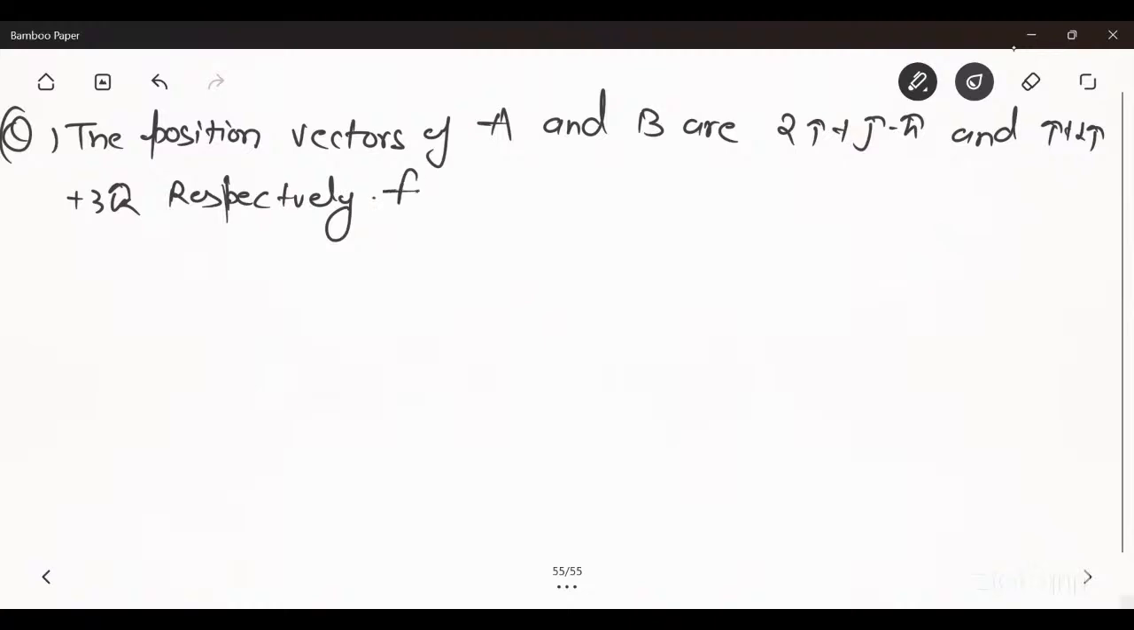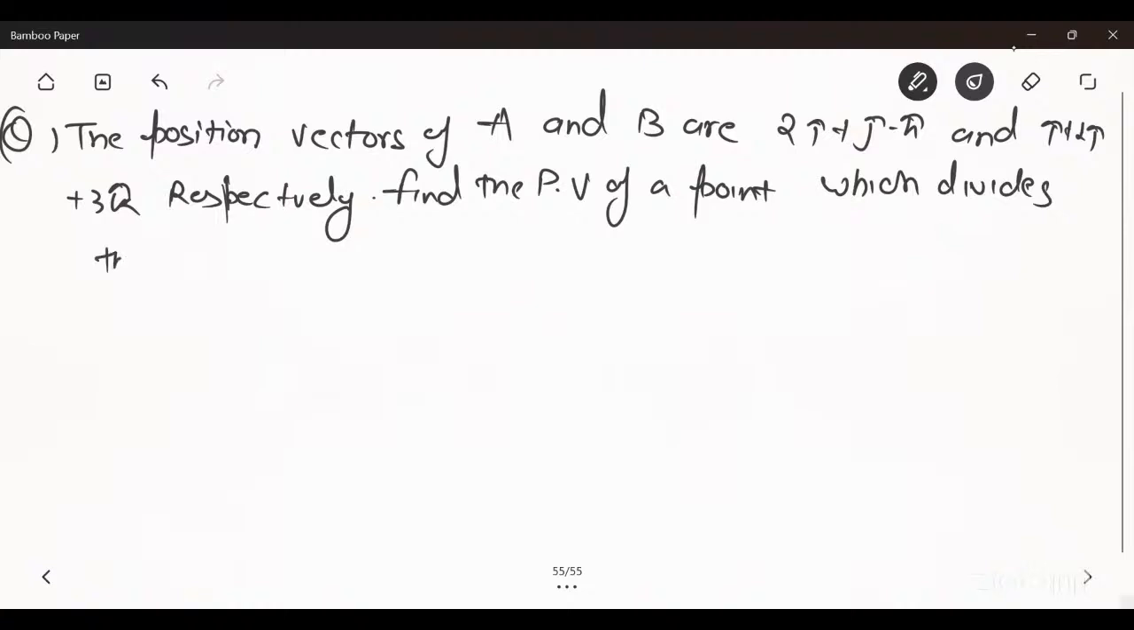Find the position vector of a point which divides the line segment AB in the ratio 2:3.